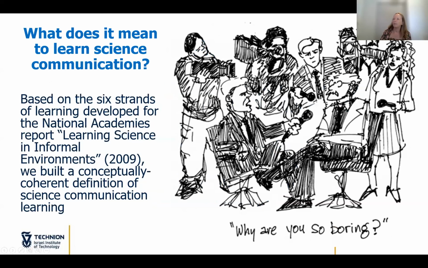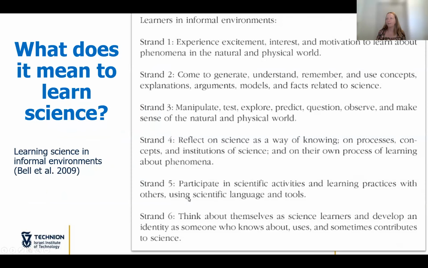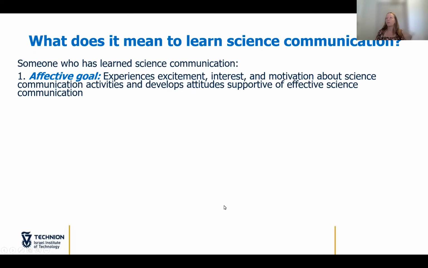So what we did was, it was a work that we started 10 years ago, we went to this report that was just published by the National Academies in the US. It was called Learning Science in Informal Environments. And they had there 6 strands of what it means to learn science in informal environments. So we took these 6 strands and we tried to adapt them and say, okay, so what does it mean to learn science communication?